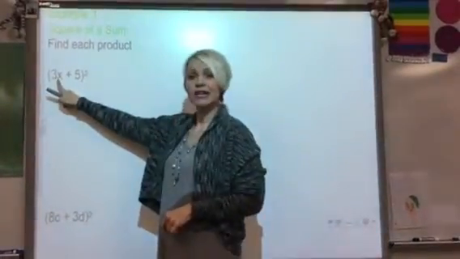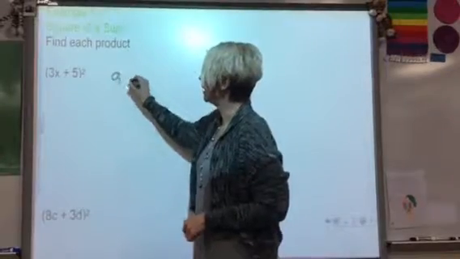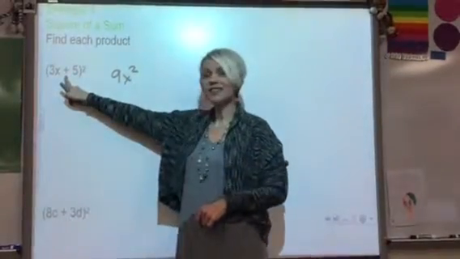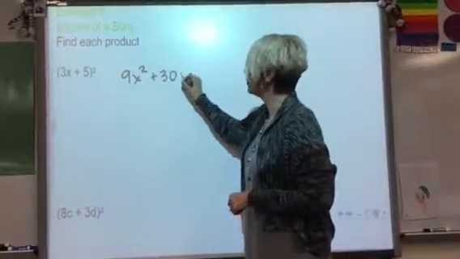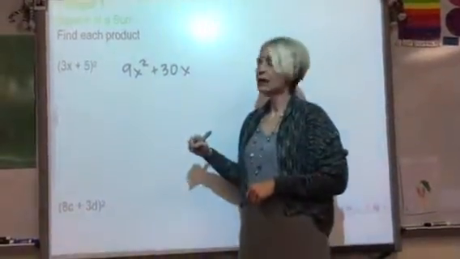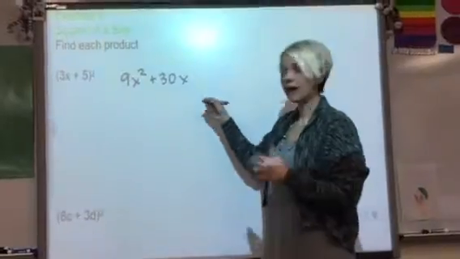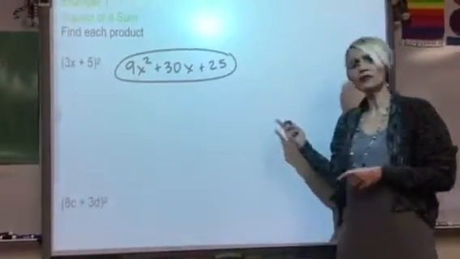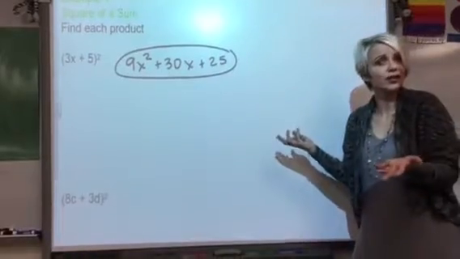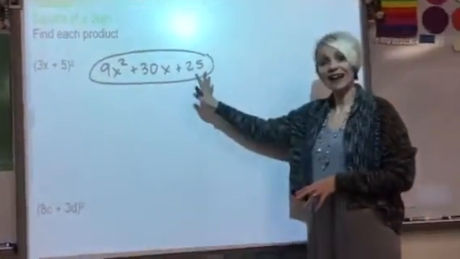The first term is 3x. Let's square it. That would be 9x squared. The product is 15x. Let's double it. That would be 30x. And I'm going to make it plus because that's a plus. The last term is 5. Let's square it. That would be 25. And we're done. Now, if you don't believe me, then use FOIL to check it. But this is the pattern.